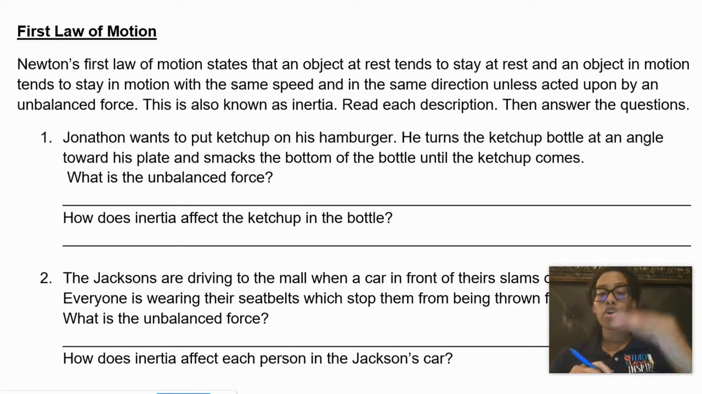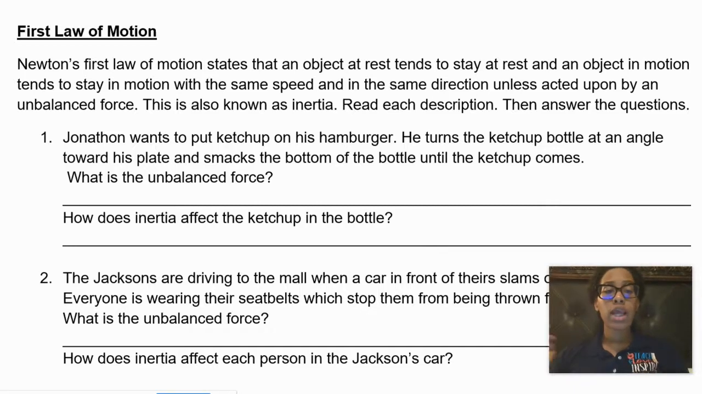That means these four questions all deal with inertia and Newton's first law. Newton's first law of motion states that an object at rest tends to stay at rest, and an object in motion tends to stay in motion with the same speed and in the same direction unless acted upon by an unbalanced force. This is also known as inertia. We're going to read each description. Well, I'm going to do two, then you're going to do two. And then we're going to answer the questions.